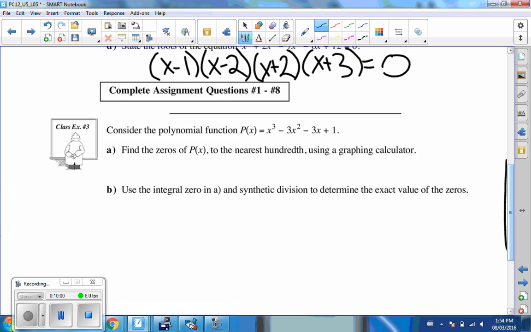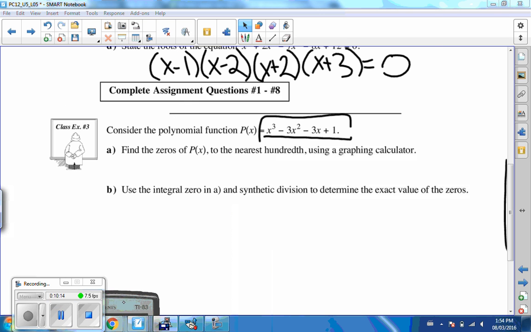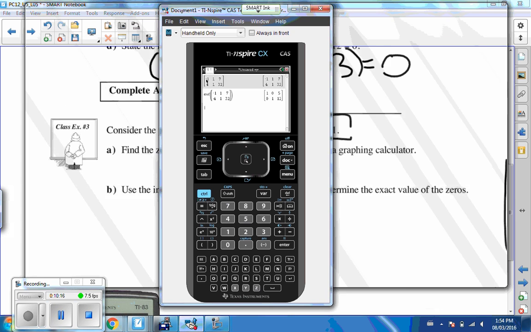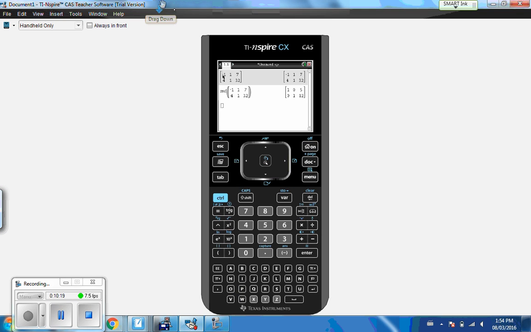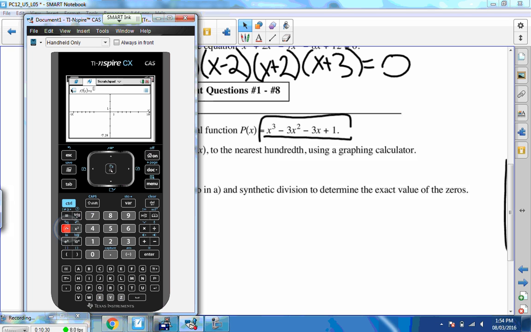On this, we have to match the zeros to the graphing calculator. It turns out there's going to be one nice one and then some not nice ones. So let's do this out. You know what? I want to do it on the Inspire instead. You guys all know how to do this with whatever calculator you've got anyway. But I'm going to go to here. X cubed minus 3x squared minus 3x plus 1.